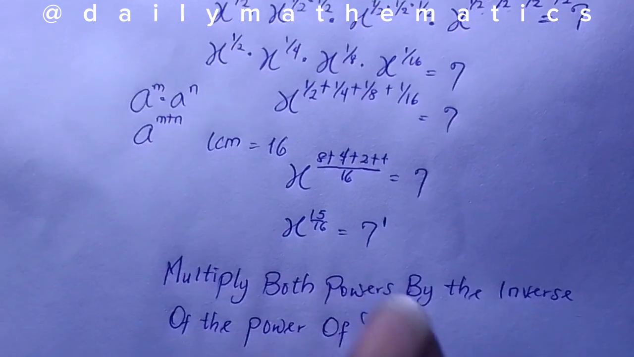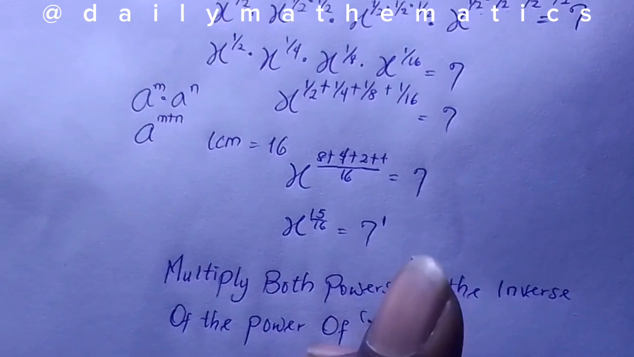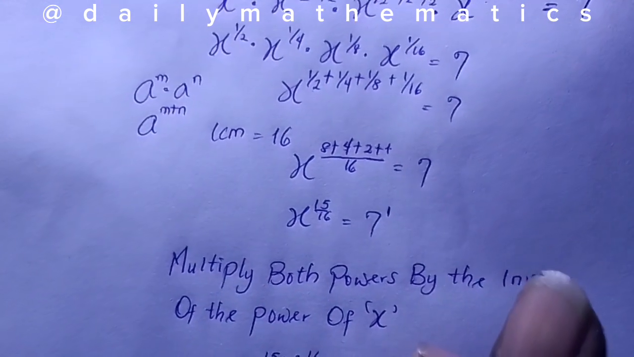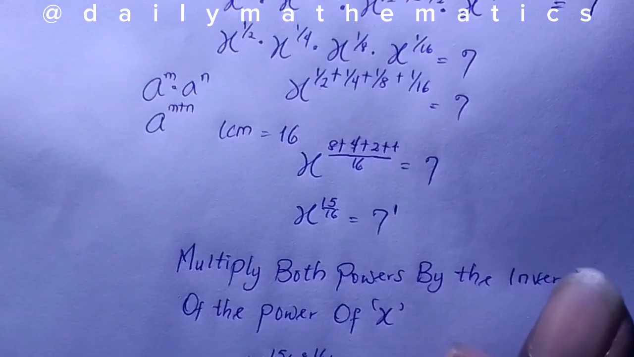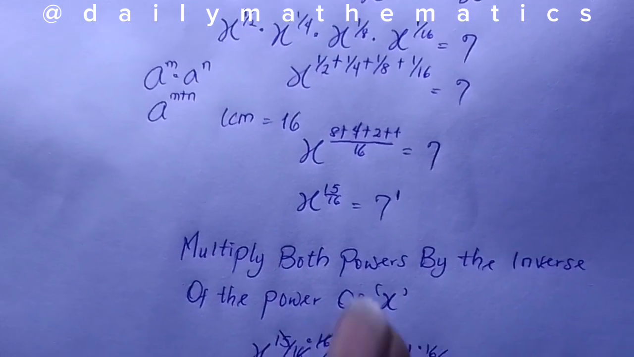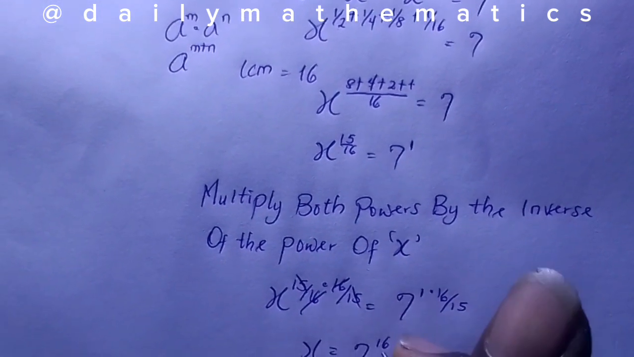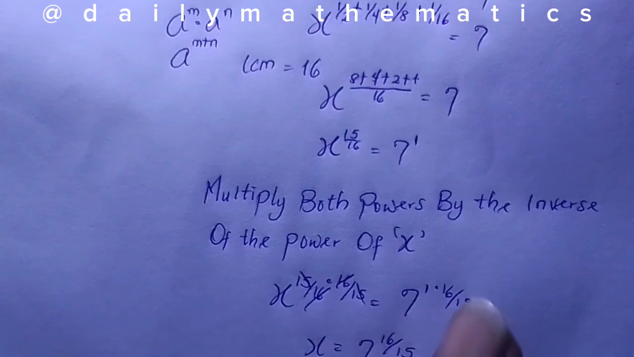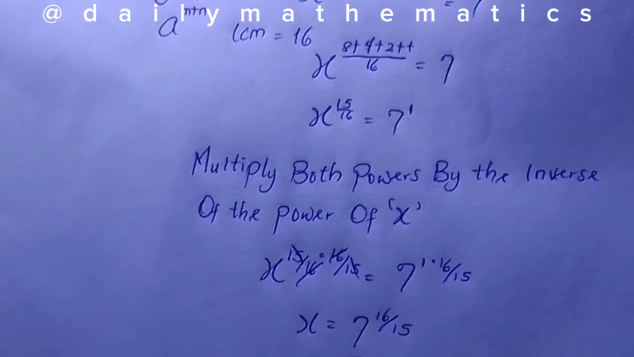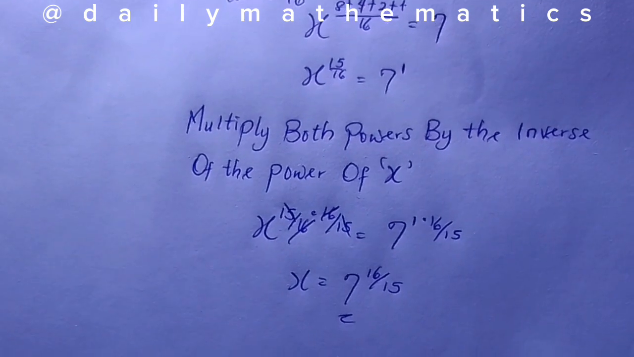So from here we have x raised to the power of 15 over 16. Now what's the inverse of 15 over 16? It is 16 over 15. So 7 raised to the power of 1 times 16 over 15, right? So from here 16 cancels 16, 15 cancels 15, and we have x equals 7 raised to the power of 16 over 15, right? So our answers are the same for the first method and for the second method. So x is equal to 7 raised to the power of 16 over 15.